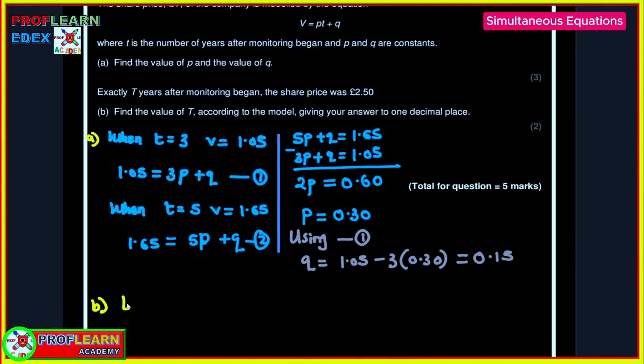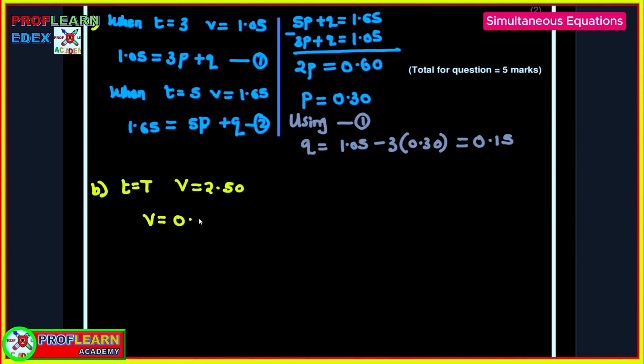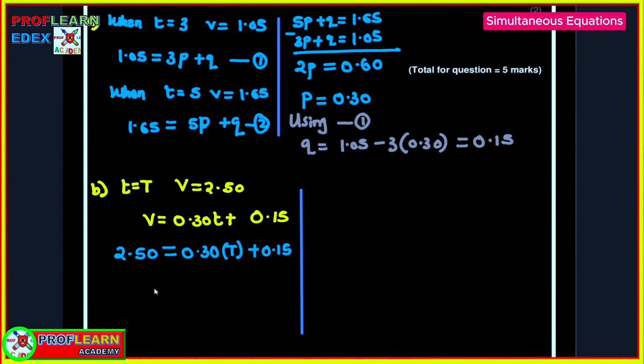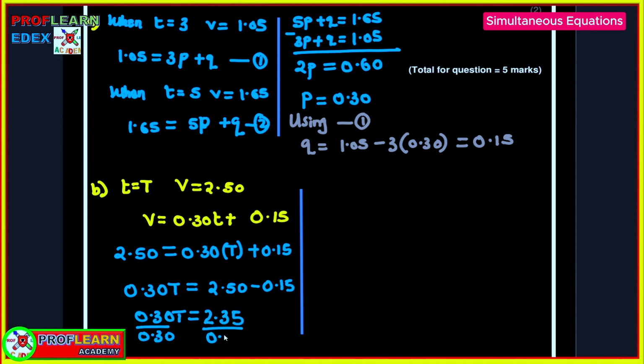For B, we are supposed to find the value of T according to the model when the price was 2.5. Of course, we know the values of the constants, so we can find what T is. Remember, T is time. If we substitute the values into that, we can make T the subject of the formula, dividing by 0.3 on both sides. We are going to have our value equivalent to 7.8. Of course, we can leave it as a fraction, but if you round off, it is approximately 7.8.